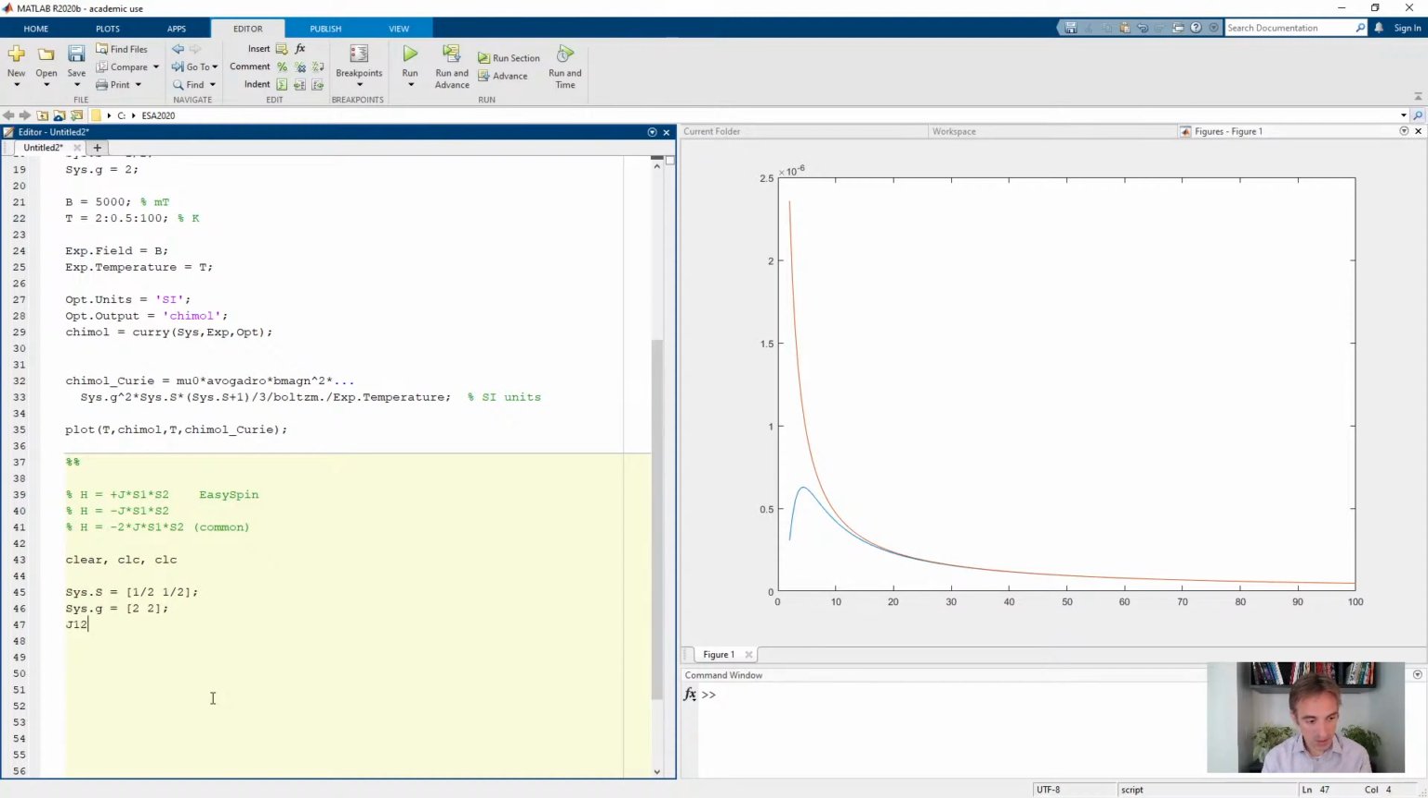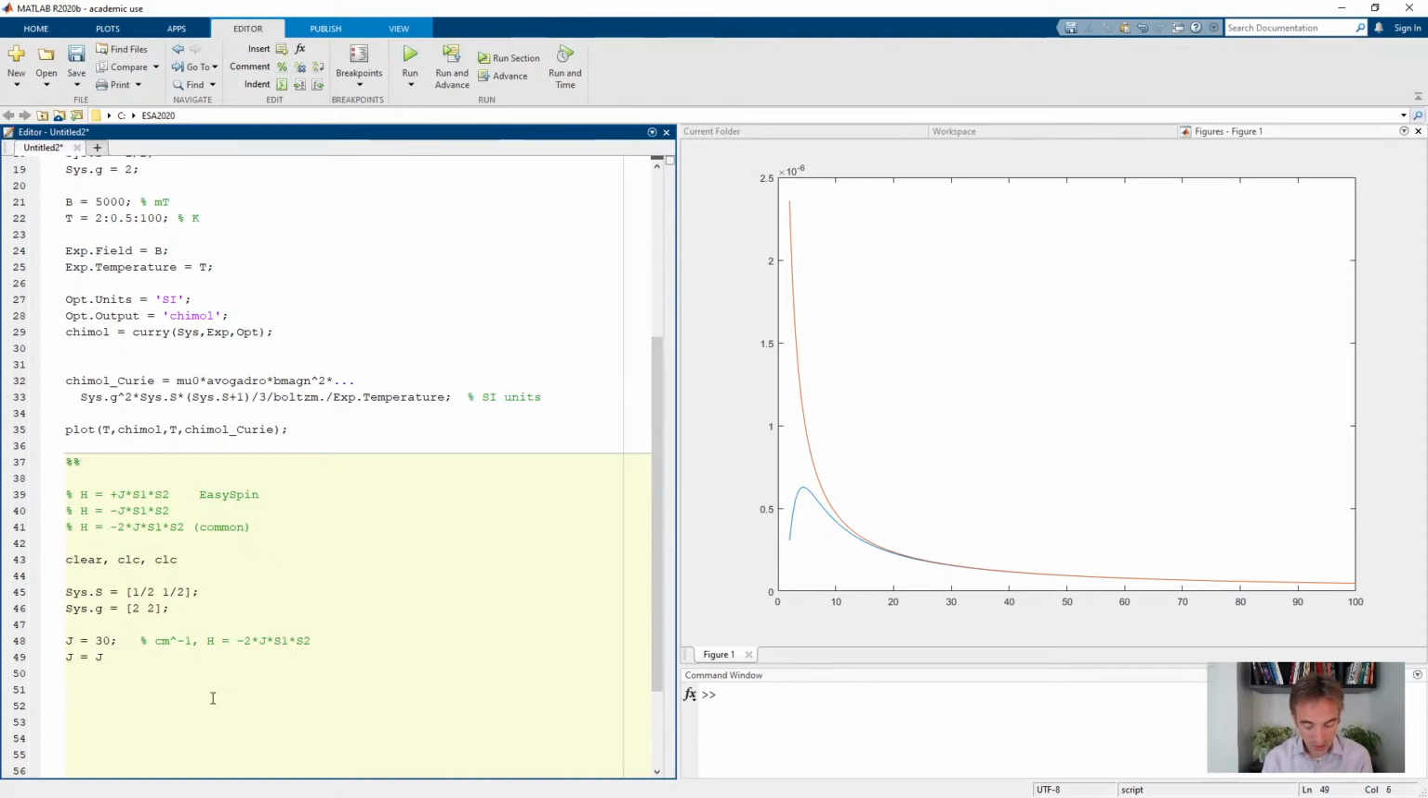And now let's define a J. Let's say the J is 30, and we found this in the literature, and the value is in units of inverse centimeters, and it's for the Hamiltonian defined as minus 2 times J times S1 times S2. Okay, now we need to convert this to megahertz, because EasySpin takes megahertz, and then we have to take care of this -2 factor. So the first conversion is very simple.